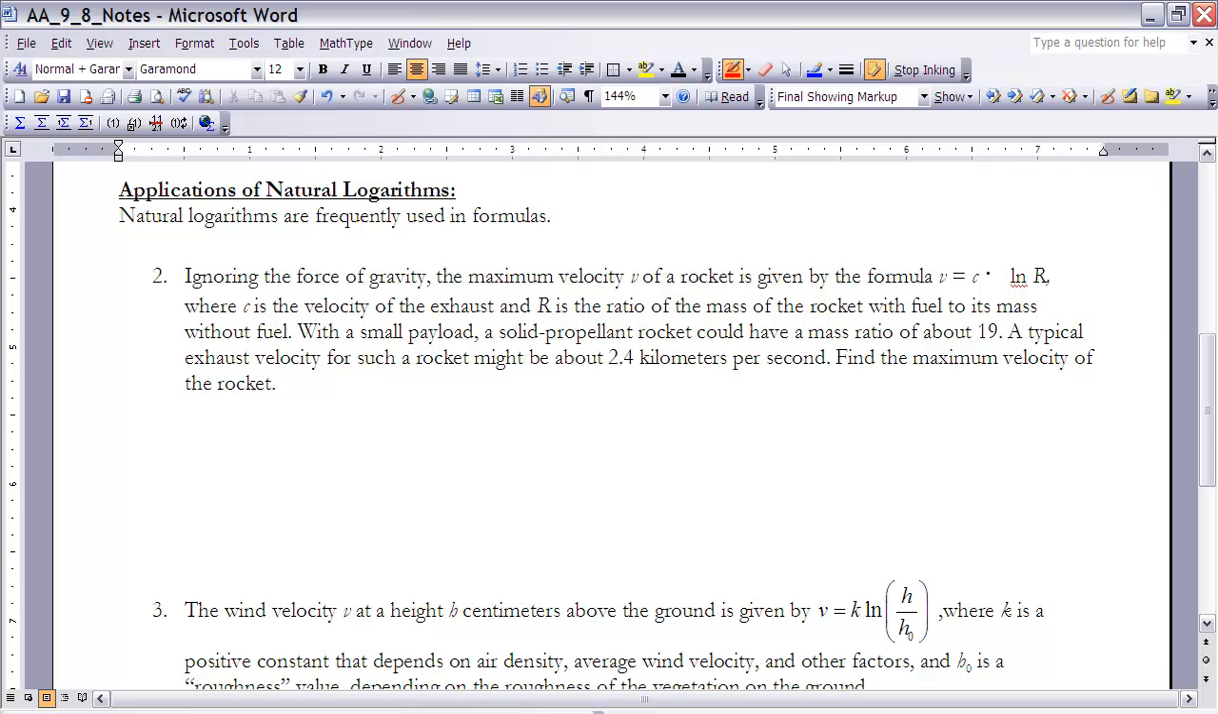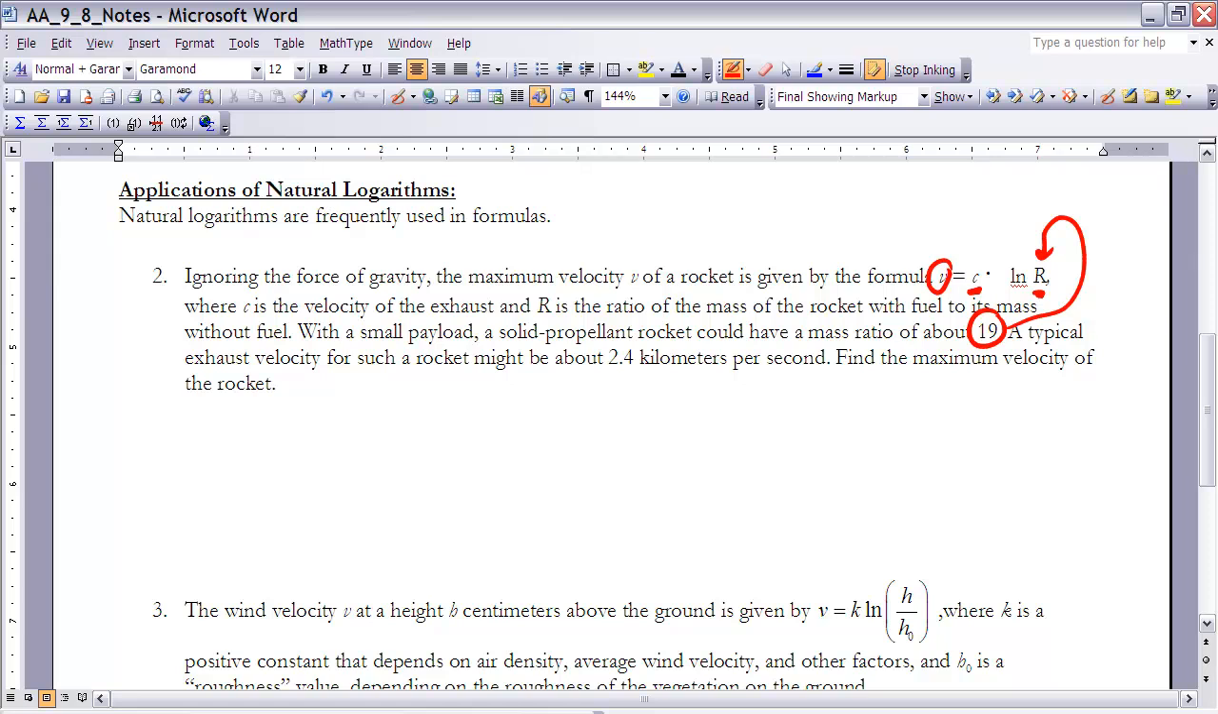With a small payload, a solid propellant rocket could have a mass ratio of 19. A typical exhaust velocity for such a rocket might be about 2.4 kilometers per second. Find the maximum velocity of the rocket. Okay, so really what we're looking for is V. As I look at this formula, I really just need to know what is C and what is R. Well, R is that ratio, and it says the mass ratio is 19. So that's the value I'm going to put in for R.